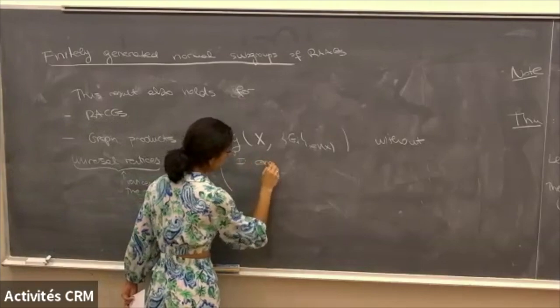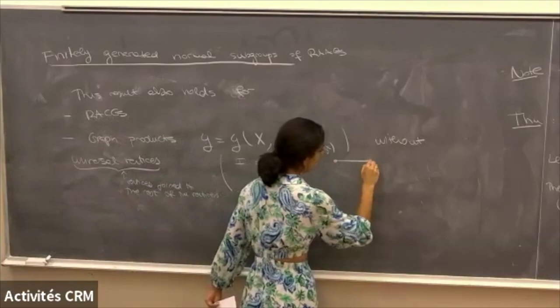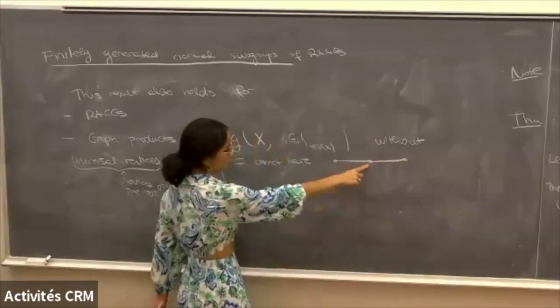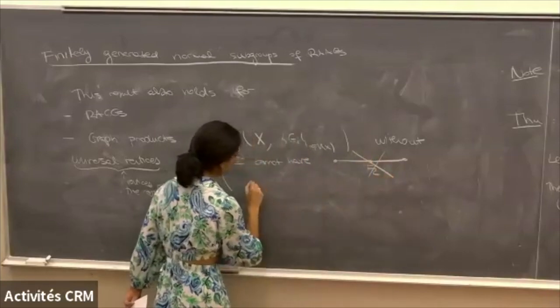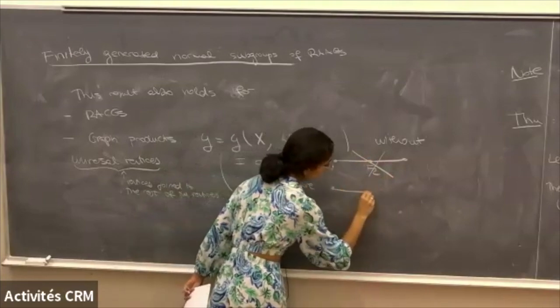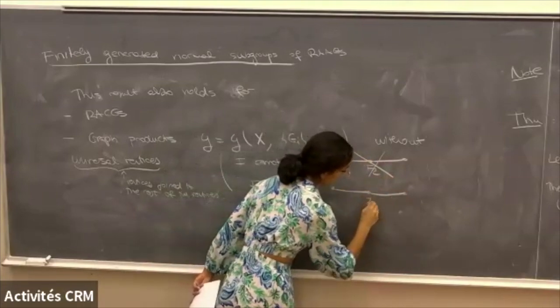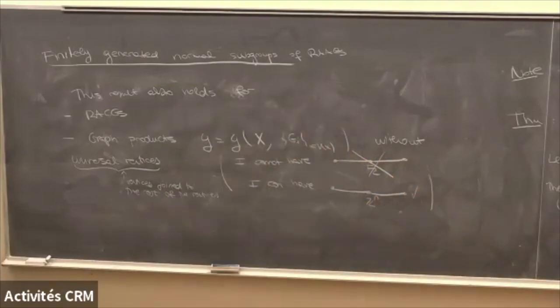So imagine that I have a graph product and this is a universal vertex and I'm putting an F2. I cannot have this, but I can have a universal vertex with an abelian group. So this is allowed. Just a recap: basically, finitely generated normal subgroups in right-angled Artin groups have quotient that is virtually abelian.